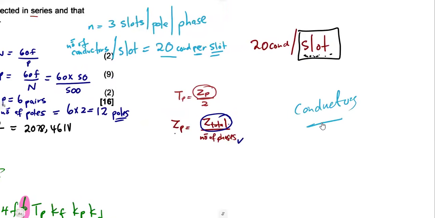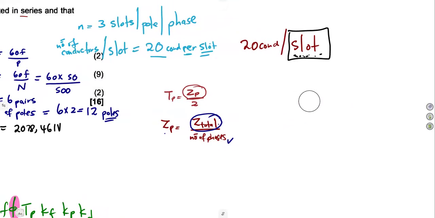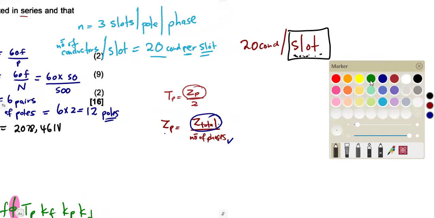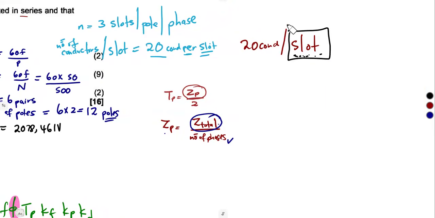You see, guys, you don't just write a formula from nowhere. There is information that you have. You adjust the formulas that you've been given in your textbook to the information that you're given. We're given conductors per slot. So our Z total is total conductors. We need the total number of conductors, and this one that we are given is conductor per slot.